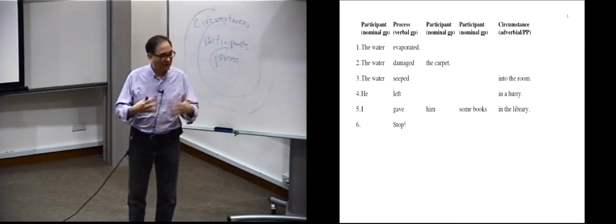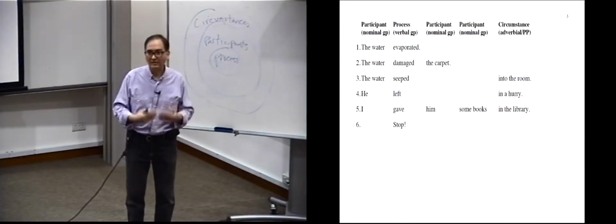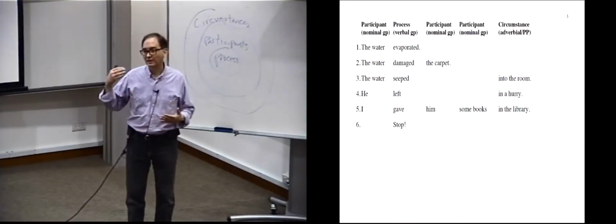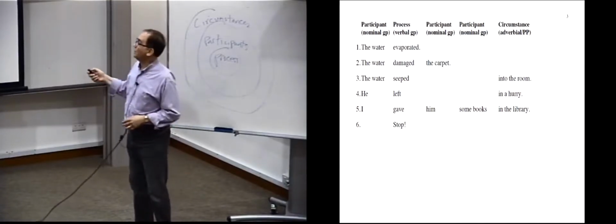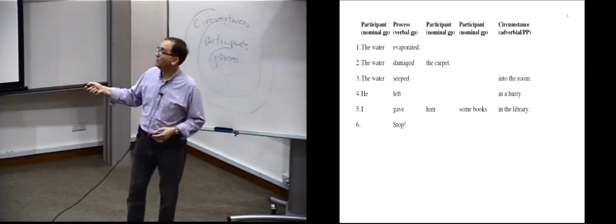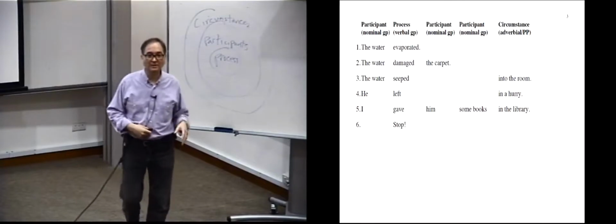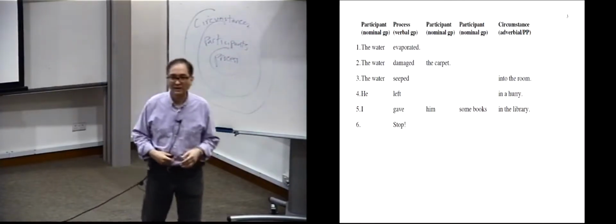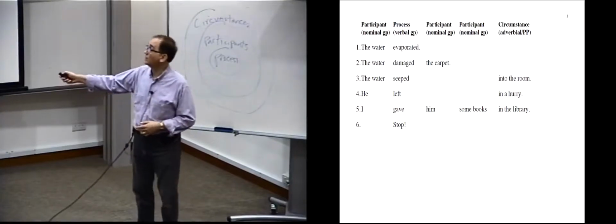But you can't leave out either the water or evaporated. Those are kind of required to have a complete clause. But you can leave out the circumstances if you want. The water damaged the carpet. Now, in this case, you have two required participants. So the first one only required one participant. We call that an intransitive clause. The second one we call transitive.